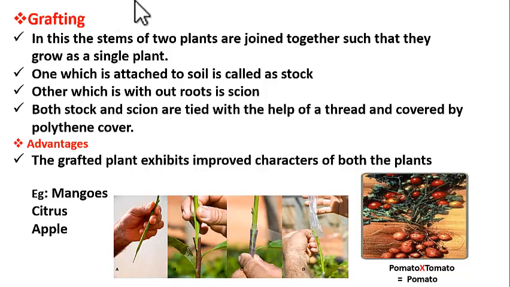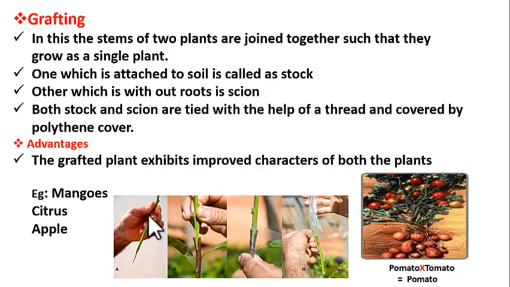Grafting means antukattadam. In this method, the stems of two different plants of same species are joined together in such a way that they grow as a single plant. For this process, two plants with desired characters are selected. Let us say plant A produces many fruits. Plant B is disease resistant.